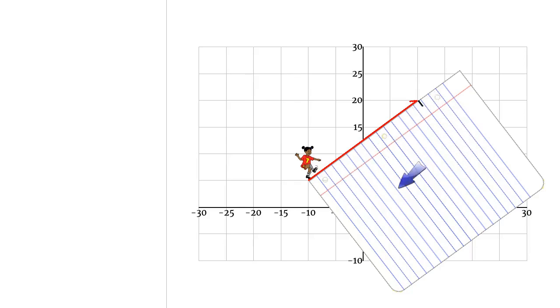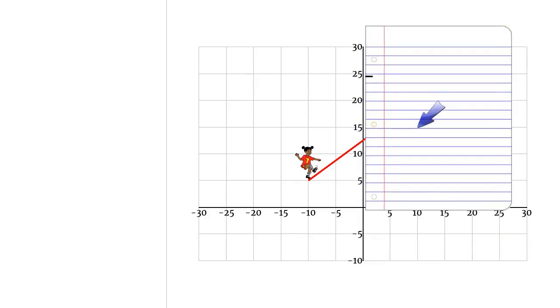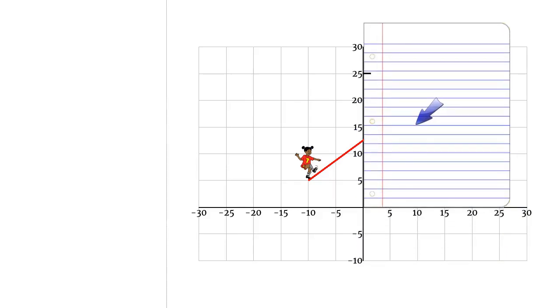What I'm going to do next is hold the paper up against the axis. So I'm going to line up the bottom of the paper with the origin, and I can see that the top of the paper is at 25. So that tells me that the length of that arrow was 25, whatever the units of the diagram are. In this case, that's 25 meters. So let's record that off to the side.